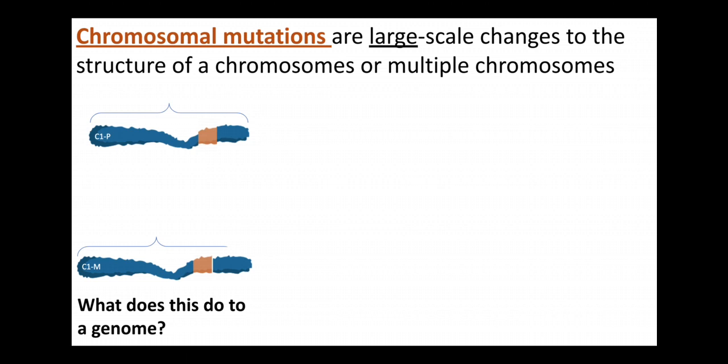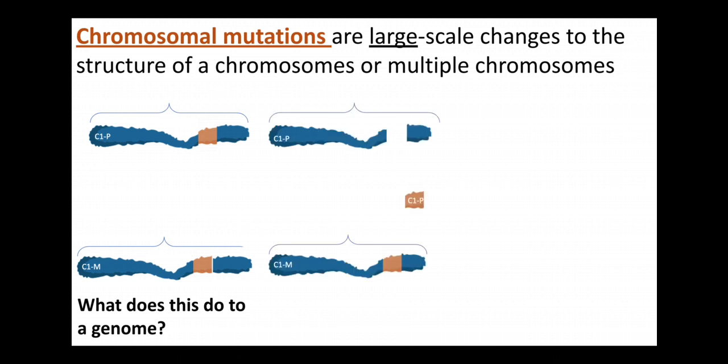So it could involve one chromosome. It could involve one chromosome giving part of itself to another chromosome. It could involve the whole chromosome being duplicated. It could involve the whole genome being duplicated. We'll mostly focus on what happens when something happens to one chromosome and maybe part of that chromosome ends up somewhere else. So what does this do to our genome when we start having different types of chromosomal mutations?